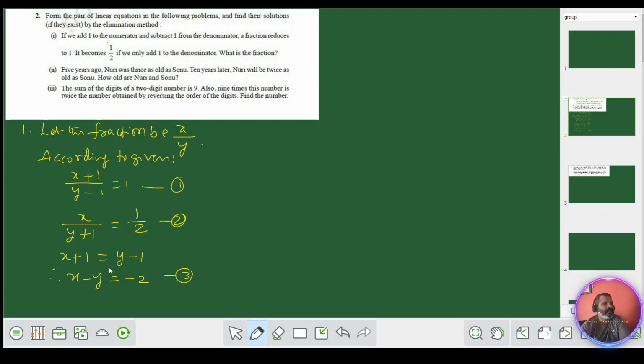Then the second equation also we will cross multiply. Let's see what we get. 2 into x is 2x is equal to 1 of y plus 1 is y plus 1. Take y to the left hand side, it becomes 2x minus y is equal to 1. This is the fourth equation, right? Now if you observe the two equations 3 and 4, forget about 1 and 2 because 1 and 2 are being reduced to 3 and 4.